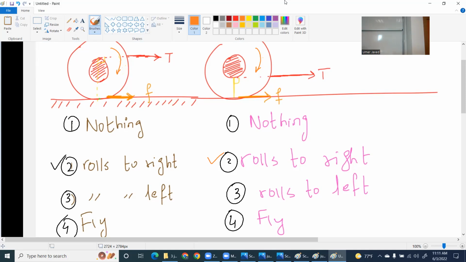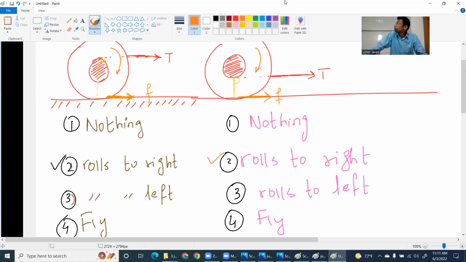So one case is this. Another case is I do this and it rolls towards the right. One case is I slip it. During slipping, it goes there, but it is rolling like this. In both these scenarios, the direction of F at the contact will be opposite. In one it may be towards the right, in the other it may be towards the left. It's a complicated problem.